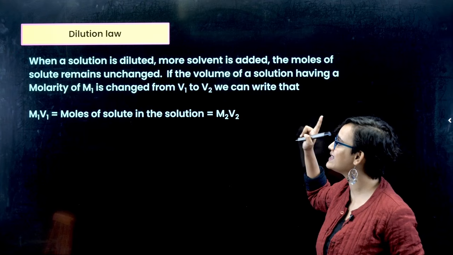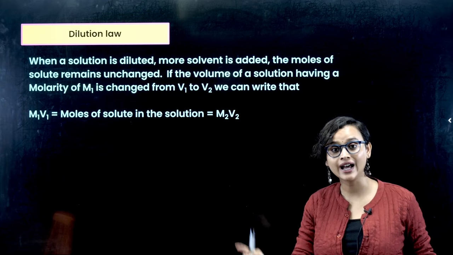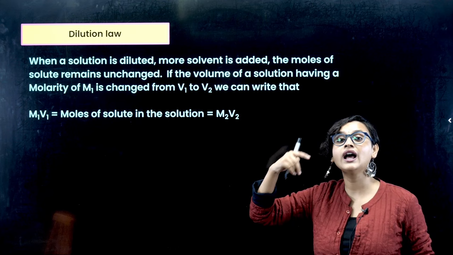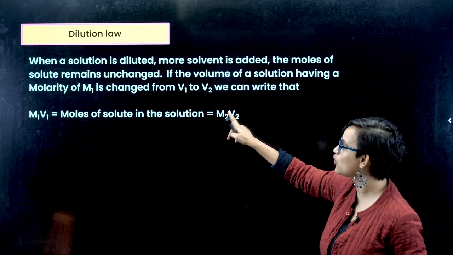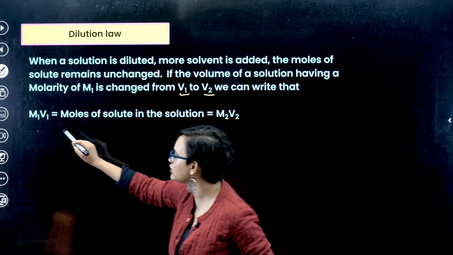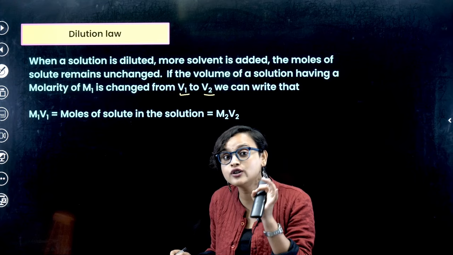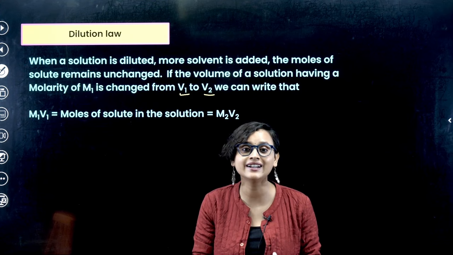So if a solution has a molarity of M1 and volume V1, it will be equal to molarity M2 and volume V2. All you are doing is changing the volume from V1 to V2, right? So you can write it as M1V1 is equal to M2V2, because the moles of solute remain the same. You have not added any more solute. All you have done is added more solvent.